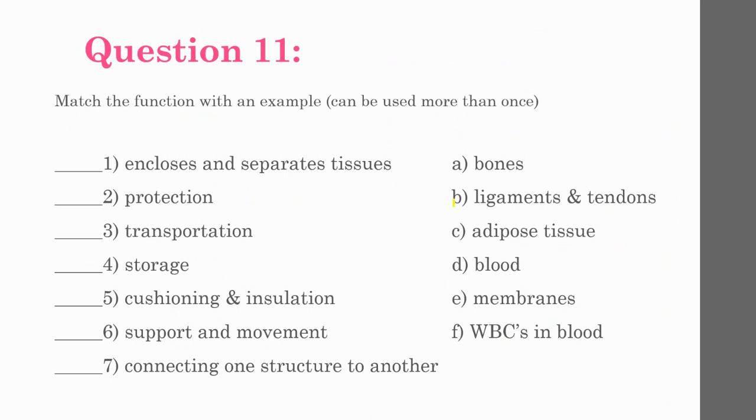And so matching the function with the example, we have encloses and separates. That was our membranes. Protection, that is going to be those white blood cells that help in our immune system. Transportation, that's going to be our blood. Storage, that's going to be our adipose. Cushioning and insulation, that's also going to be our adipose. Support and movement would be bones, and connecting one structure to another, that would be ligaments and tendons.